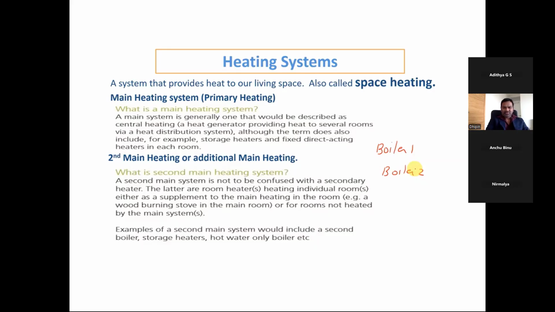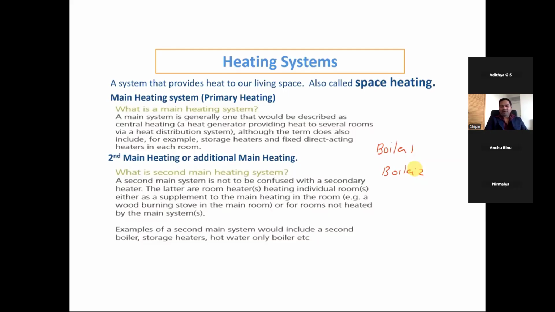And the main system is generally one that would be described as central heating. Central heating is something that is mostly in the living area. A heat generator providing heat to several rooms via a heat distribution system, although the term does not include, for example, storage heaters, fixed direct acting heaters in each room. So in every house, there will be an area considered for the central heating.